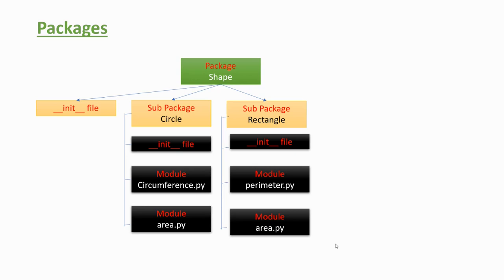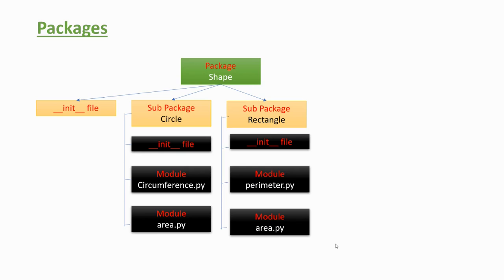Now remember one thing: to implement packages and sub packages, we have to create one init file, called the underscore underscore init underscore underscore file. This file is useful to implement some initialization logic. For the time being, we will create empty files.